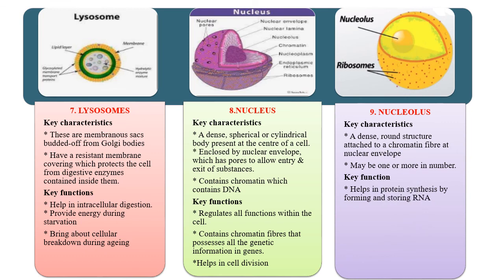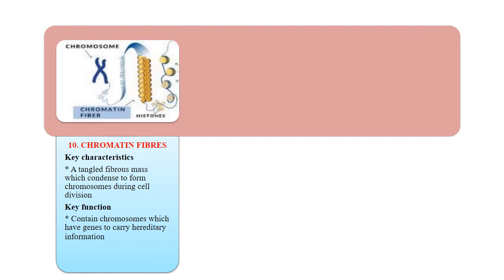Nucleolus. Key characteristics. A dense round structure attached to a chromatin fiber at nuclear envelope. May be one or more in number. Key function. Helps in protein synthesis by forming and storing RNA. Chromatin fibers. Key characteristics. A tangled fibrous mass which condenses to form chromosomes during cell division. Key function. Contain chromosomes which have genes to carry hereditary information.